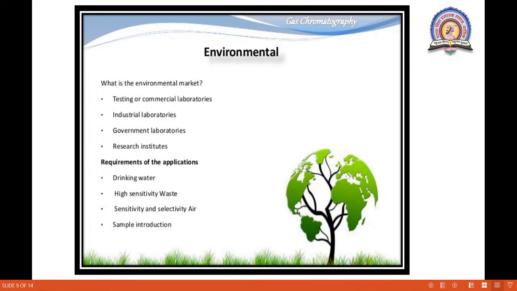The first is the environmental application. In the environmental application, testing commercial laboratories, industrial laboratories, government laboratories, and research institutes are involved. In all these laboratories, gas chromatographic techniques are used. For this technique, the requirements are drinking water analysis, high sensitivity and selectivity for air, and sample introduction, which is required for this gas chromatographic application.